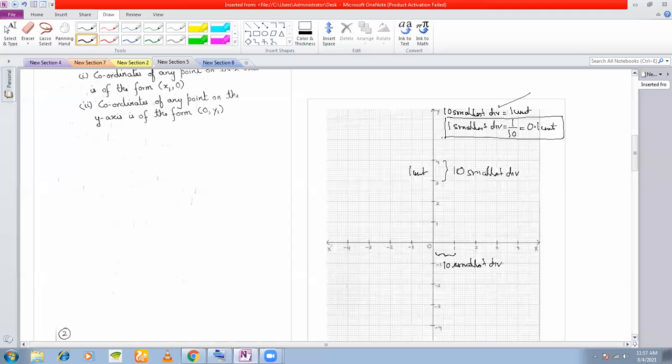You don't have to write this. You can write this in your rough, the one that I have ticked. The main thing is you have to write this one: one smallest division is equal to 0.1 unit, on the top right hand corner, on the squares, not above the squares.